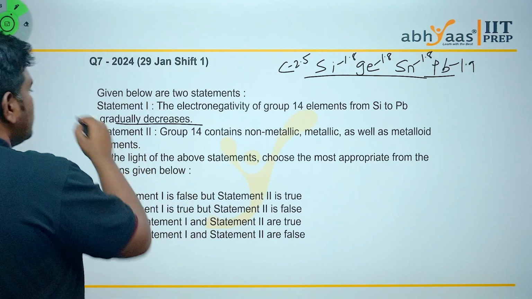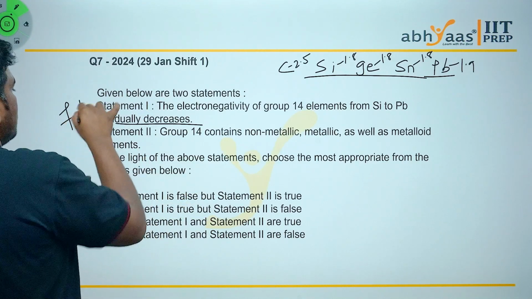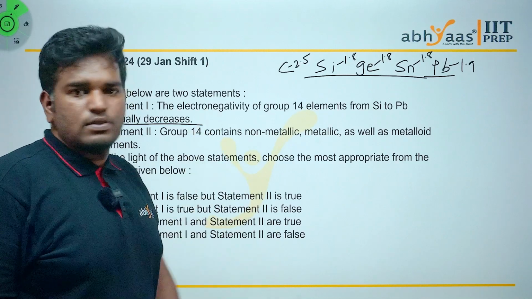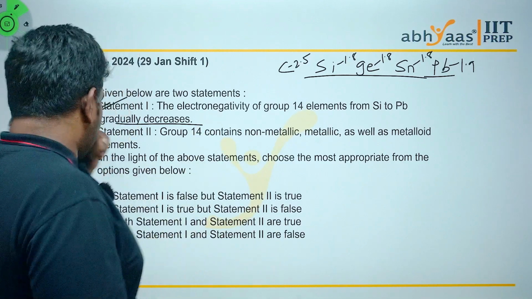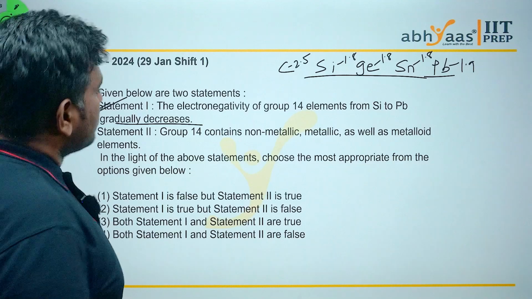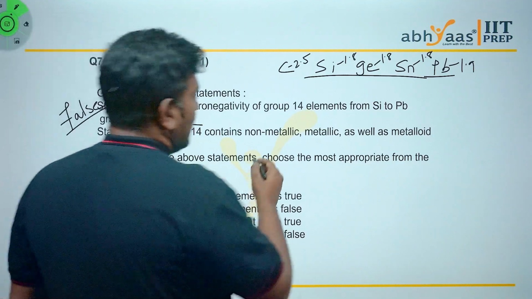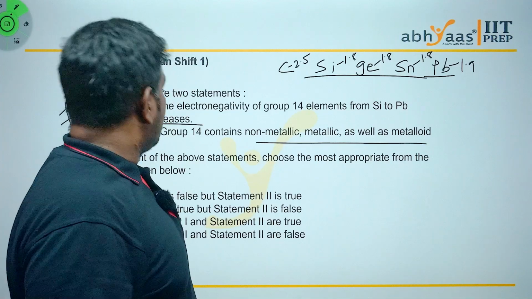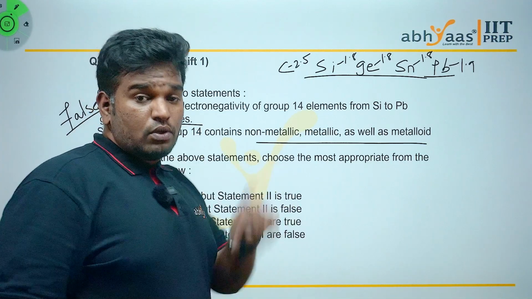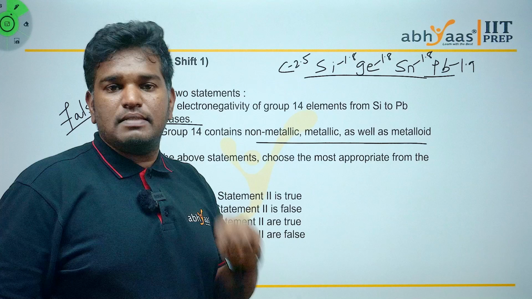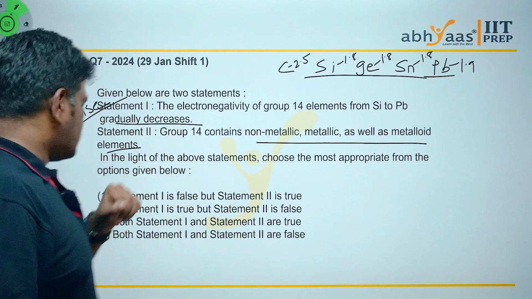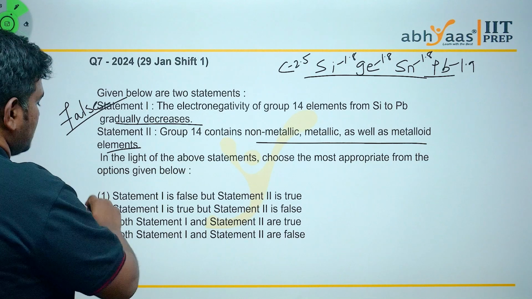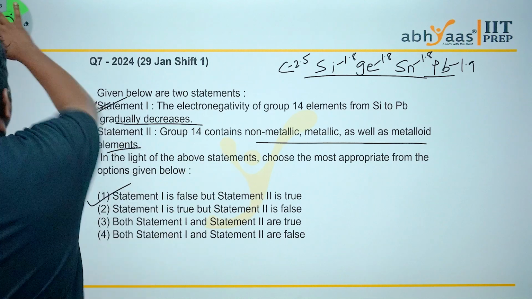So we cannot say that it is decreasing. At last, you are having a slight increase and the three are having the same values. So we have to say the first statement is false. What is the reason? Because we know the electronegativity values and it is not gradually decreasing. Now, going to the second statement. Group 14 contains non-metallic, metallic as well as metalloid elements. You know that the 14th group will be having these three: metals, metalloids and non-metals. That is a true statement. So here we have to say that statement 1 is false but statement 2 is true, right?